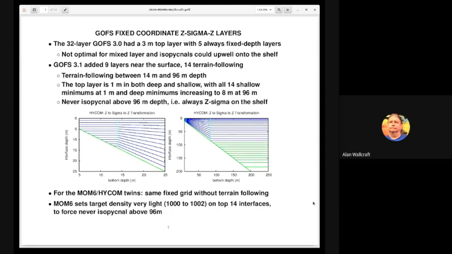For the MOM6 HICOM twins, essentially we just use the bit that's deep water from that. That is, at 96 meters and shallower, we continue to use Z coordinates. We don't switch to terrain following. And in HICOM, there's a separate parameter that can set a minimum depth for fixed, at which you switch to isopycnal. In MOM6 and in HICOM, you can just do that by setting the target density very light. So if a layer has a very, very light target density, essentially it's always outcropped, and therefore it's always at its fixed coordinate depth.